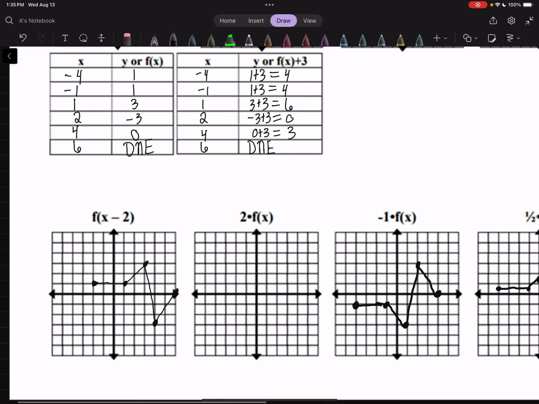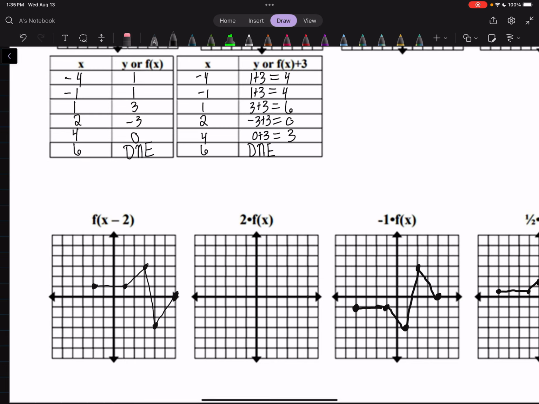If I'm going to stretch it, I'm just going to be multiplying the y values by 2. So at -4, it is 1 times 2 for 2. At -1, it was 1, so 1 times 2 is 2. At 1, it was 3. 3 times 2 is 6, so 1, 6. 2 was -3, so it's 2, -6. And lastly, it is 4, 0. 0 times 2 is 0, so 4, 0 is my coordinate. Here is my new graph. Oh, wrong dot.